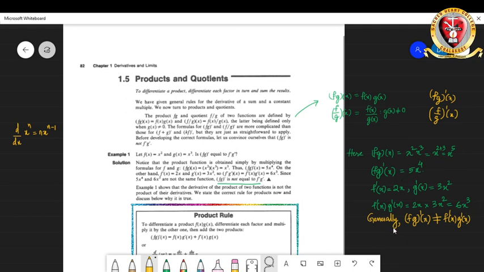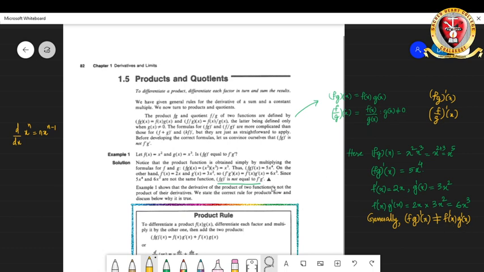So here we can say that fg dash of x is not equal to f dash of x into g dash of x. That is the concept which example 1 gives. So this is a counter example to prove that fg the whole dash of x is not equal to f dash of x into g dash of x.